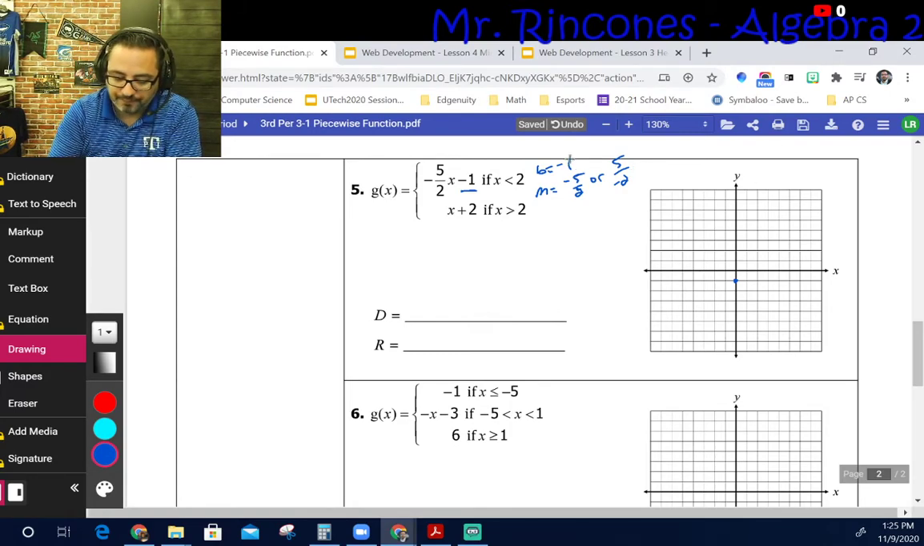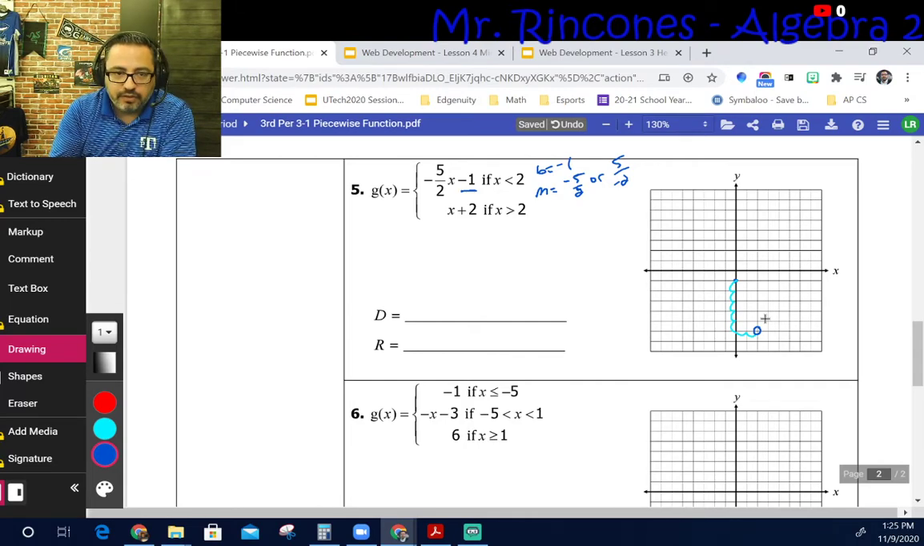So for example, negative 5 over 2. That would be a rise of negative 5. So we're going to go down 5. So 1, 2, 3, 4, 5. And then a run of 2. So 1, 2. So our next point is going to be right here. But remember, at 2, this does not exist. It's not valid. So I'm going to leave it open, right? Meaning that because it is not equal to it.